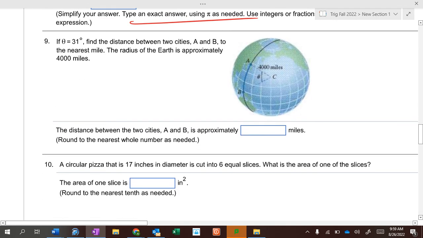Okay, then we get to the word problems. If the angle is 31 degrees, find the distance between two cities labeled A and B if the radius of the Earth is 4,000 miles. Okay, so we're looking for arc length, not sector area, because we're looking for the distance this way. So the arc length, S, equals the angle divided by 360 times 2 pi r. Okay, and just use your calculator, multiply it out.